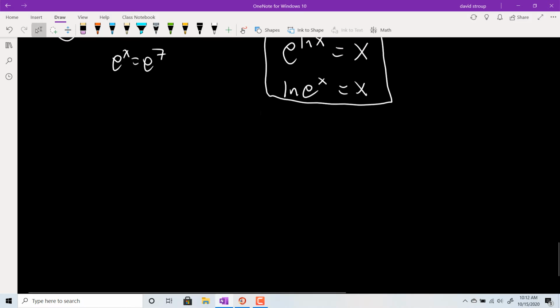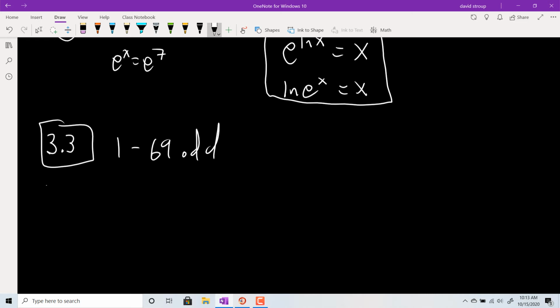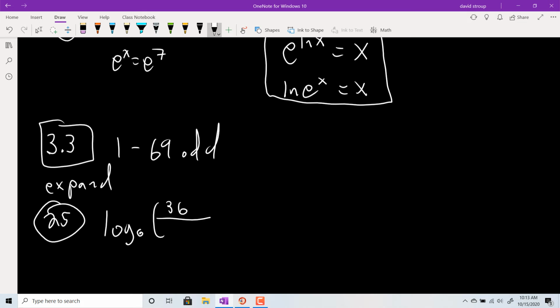Okay, 3.3 then gets into expanding logs and condensing logs using the properties of logs. I'll be looking at problems like 1 to 69 odd. So, first dealing with expanding. You'll be given some sort of logarithm and you want to write it as a sum or difference of logs. Okay, so here we have log base 6 of 36 all over the square root of x plus 1. So the first thing I can do is the quotient rule for logs.